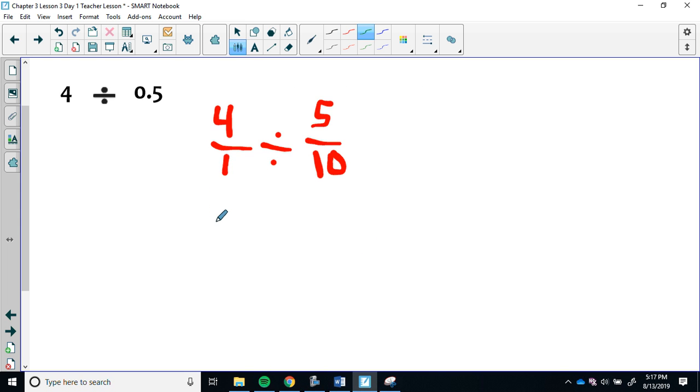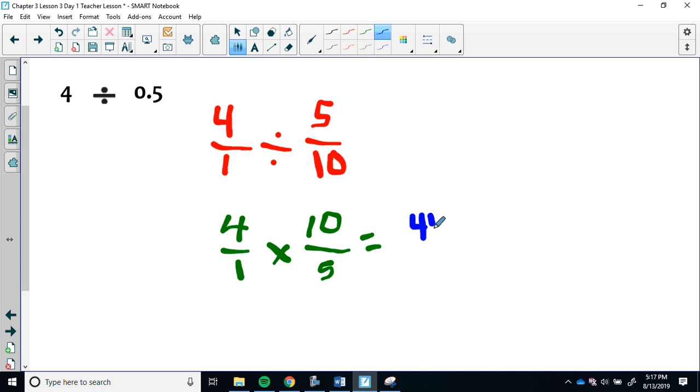Let's go ahead and change it to a multiplication problem. 4 over 1 times 10 over 5. And now we can go ahead and multiply the top, multiply the bottom. 4 times 10 is 40. 1 times 5 is 5. And the way we read this is improper, because the top number is bigger than the bottom, first of all. 40 divided by 5. 40 divided by 5 is 8. First example.